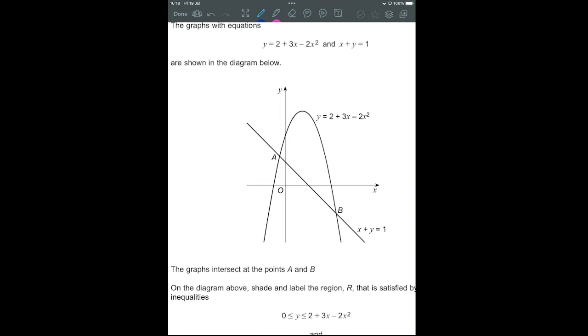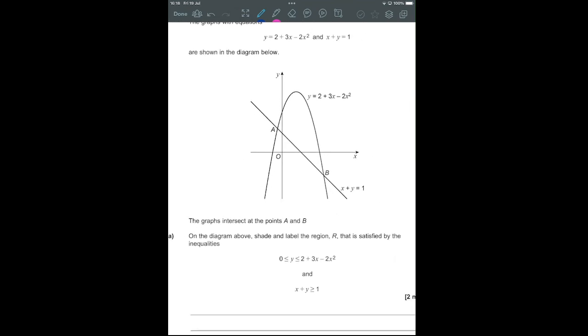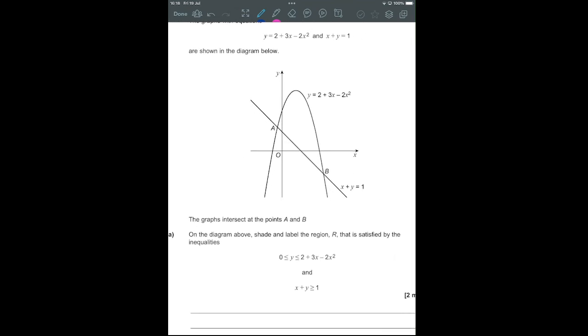Question 7. The graphs with those equations are shown. We've got a negative quadratic and a linear line. They intersect at A and B. On the diagram above, shade and label the region where y is bigger than 0, but below the curve, and x plus y is greater than or equal to 1. So I'm going to have to be below the curve, above the x-axis, because y is positive, and then x plus y being greater than 1 tells me I'm above the line x plus y equals 1.